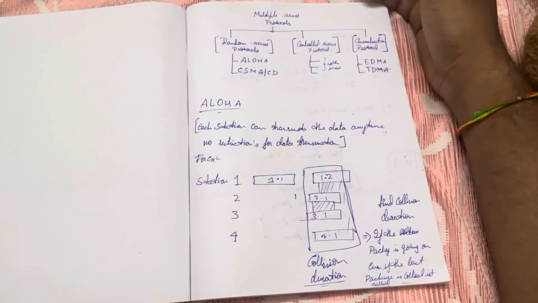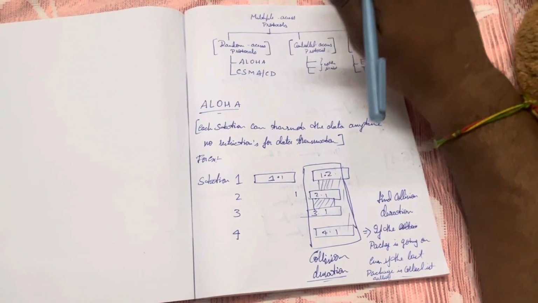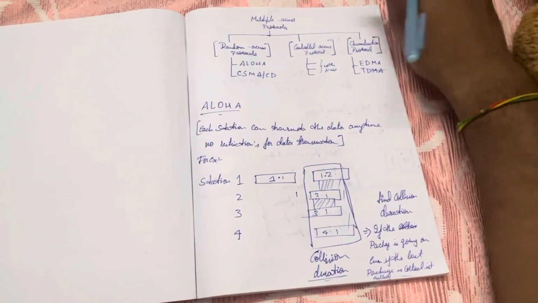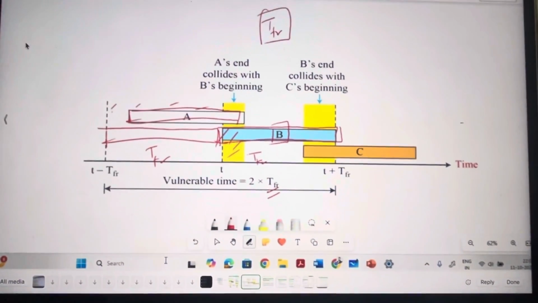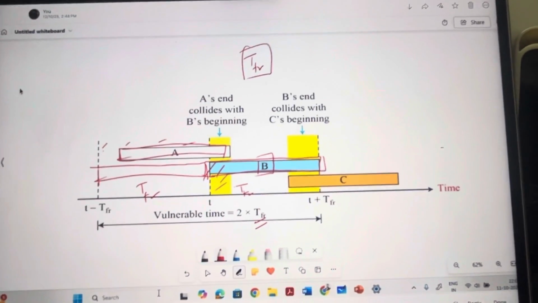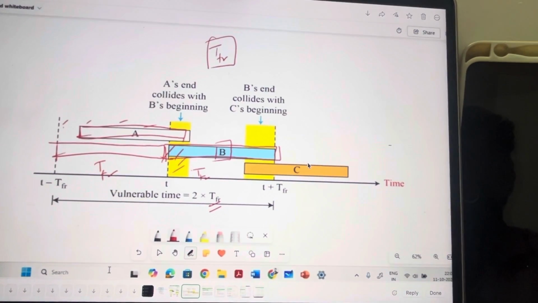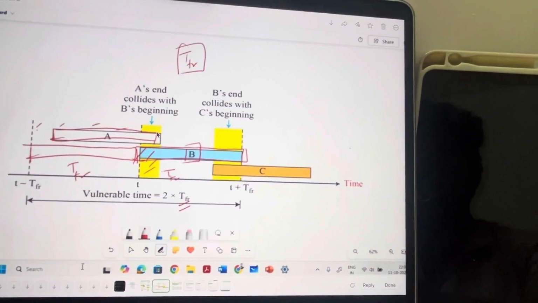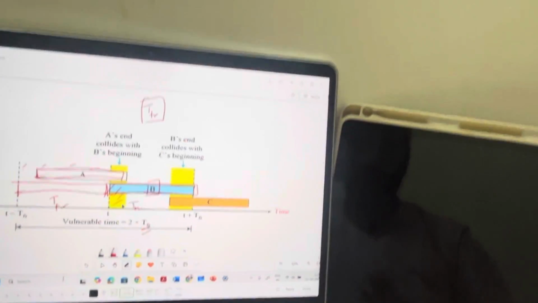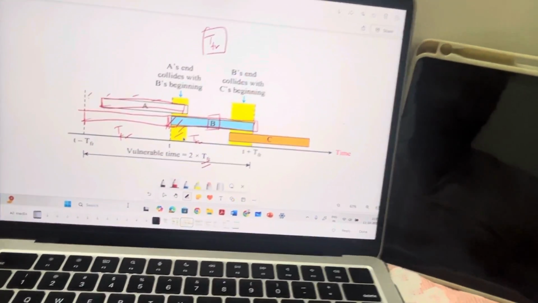What is Aloha? In Aloha, each station can transfer data anytime, with no restrictions on data transmission. For example, I'll show you a reference. Let this be the reference. Here this is A, this is B, and this is C, and A and B are getting a collision. When a collision happens, there will be no data transmission.